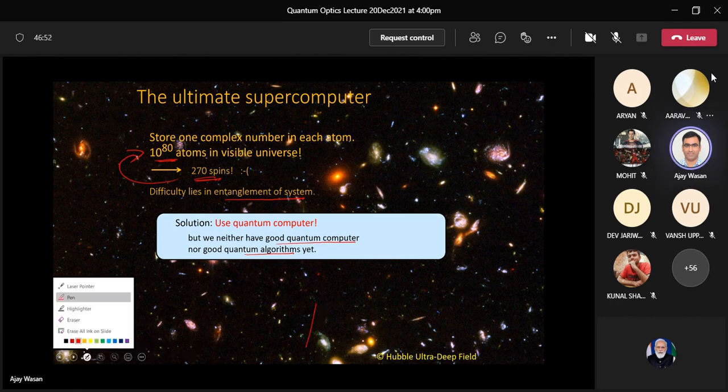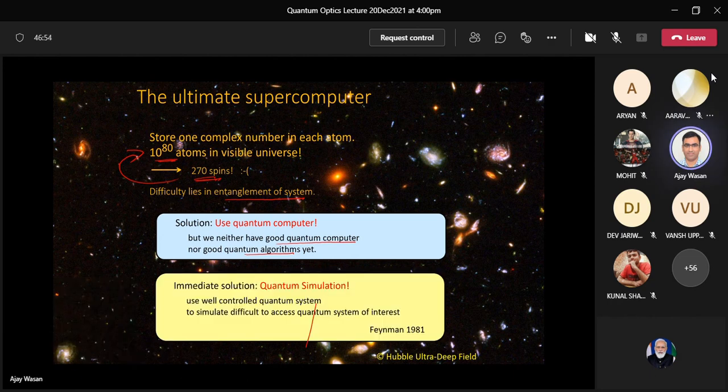Okay, then go further. So the immediate solution is quantum simulation. We are also doing quantum simulation. Quantum simulation, this we are just now, I use one word, artificial matter. We are making artificial matter using these cold atoms. Use a well-controlled quantum system to simulate a quantum system of interest that is difficult to access.